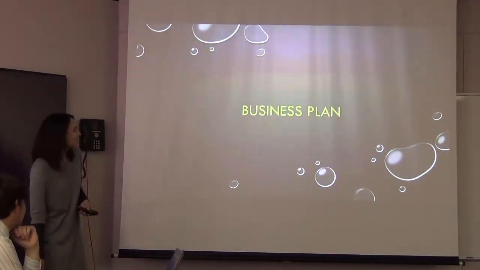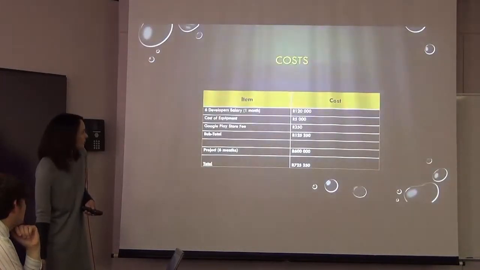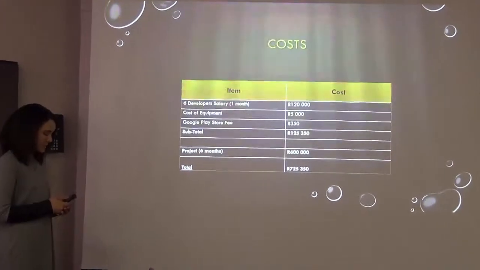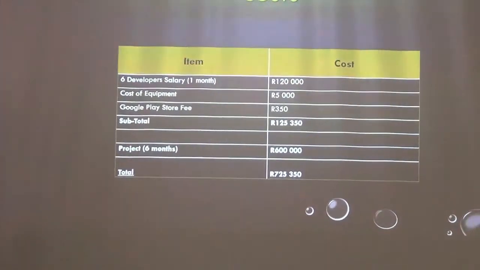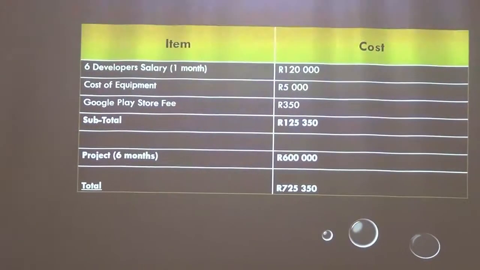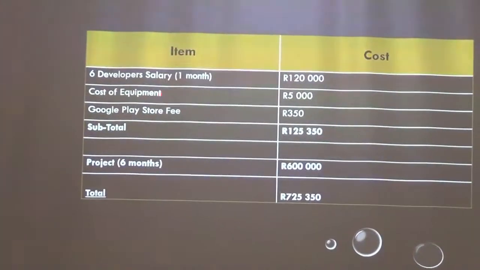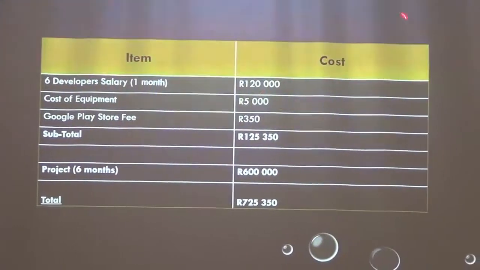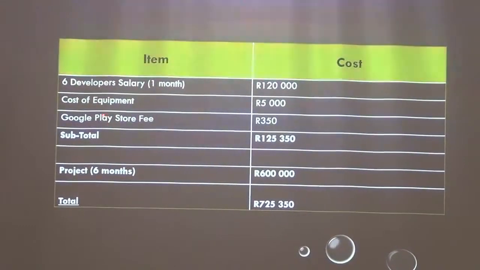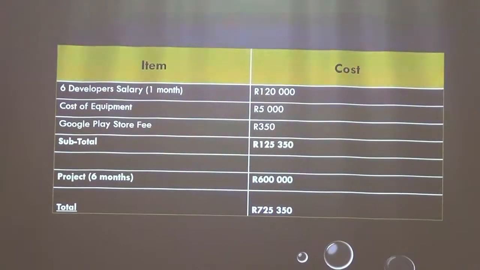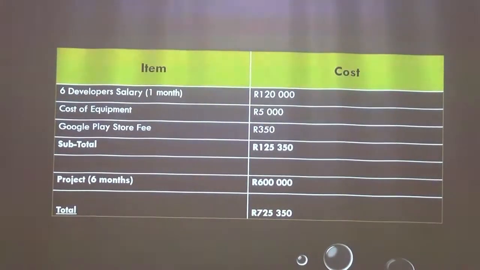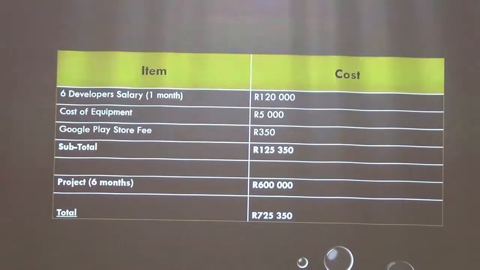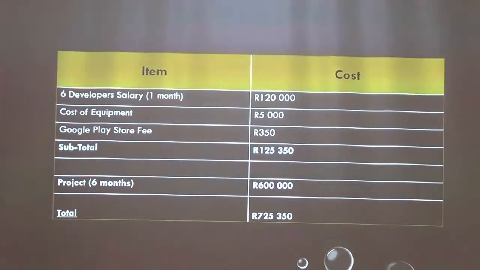The business plan, firstly, our revenue stream, our costs. These are hypothetical costs, and first of all, we based the developer salary on the average developer salary. We did some research on that. So we have 6 developers, and for 1 month duration, which is how long this project was, it came to 120,000 Rand. Factoring in the cost of equipment, which includes the cost of hiring and such, that was 5,000 Rand. And then the Google Play Store fee came to 350 Rand. So for 1 month, the subtotal was 125,000 Rand and 350.